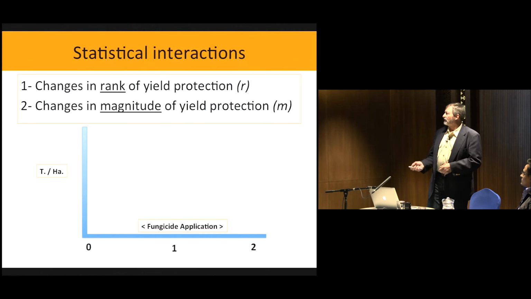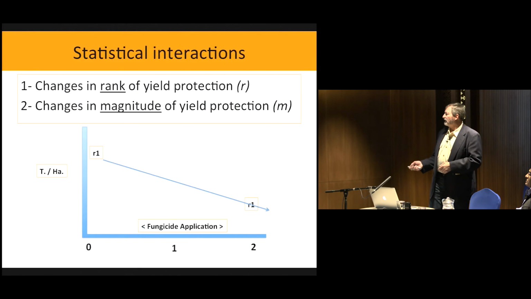If there is a statistical interaction of varieties by fungicide treatments, then statistical interactions are due to one of 2 things in general: changes in rank for yield protection, or changes in magnitude of yield protection.